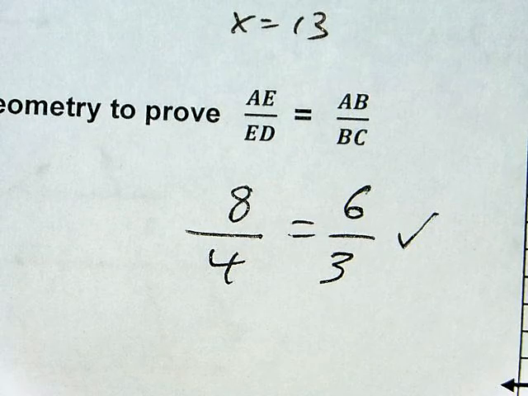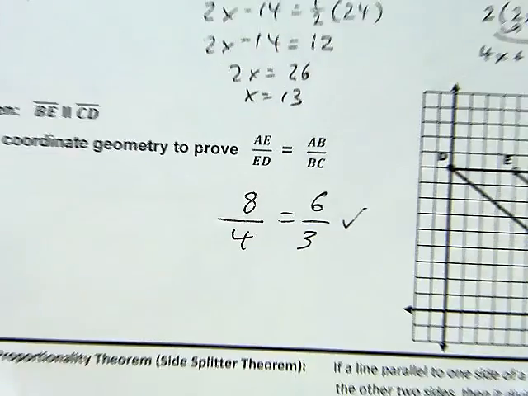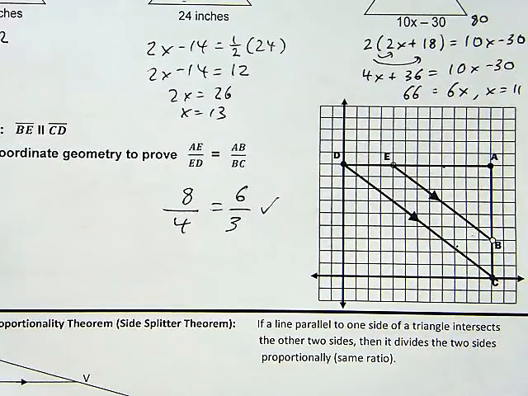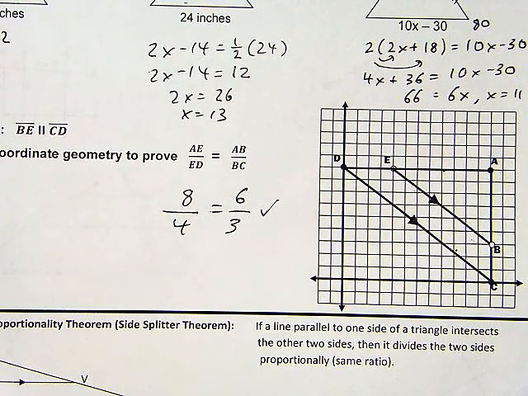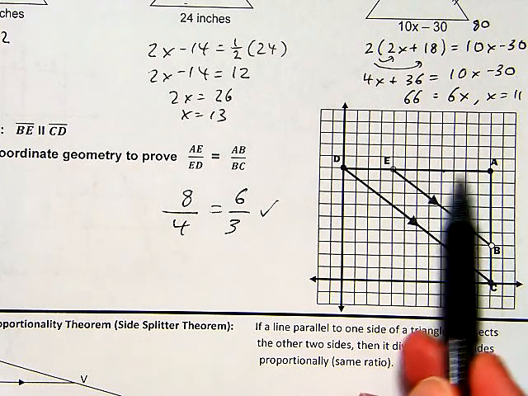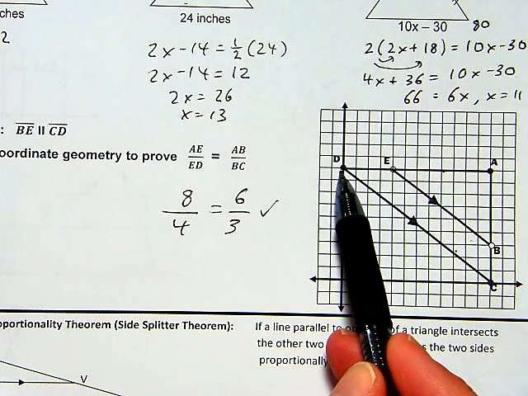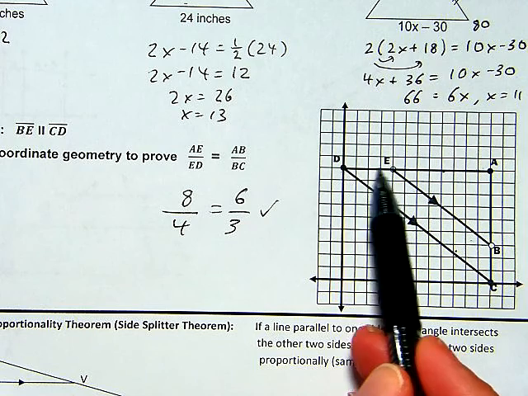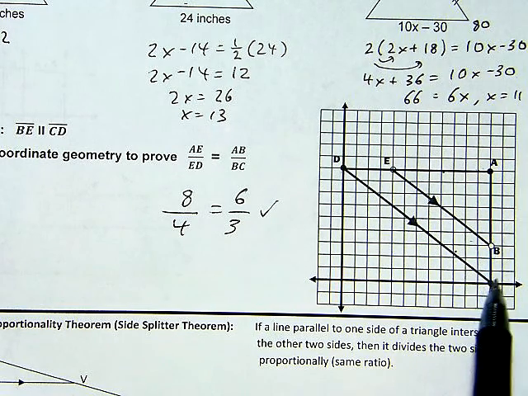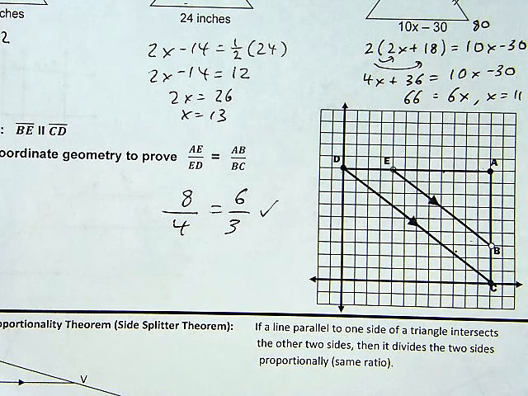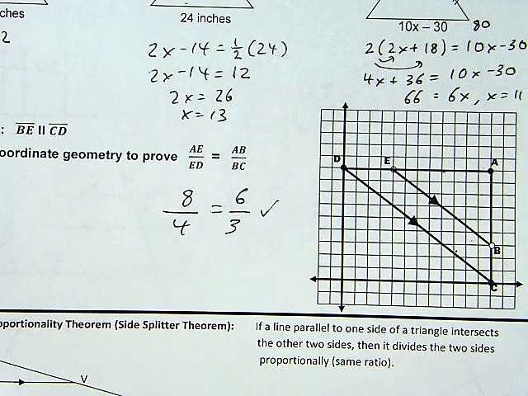So we were able to use coordinate geometry to prove this statement that is true about two parallel lines. So in this case, at least, we showed that AE to ED, the ratio of this to this, is the same thing as AB to BC. So it turns out that that ratio equality is always true in triangles. And we're going to see some of those problems next.